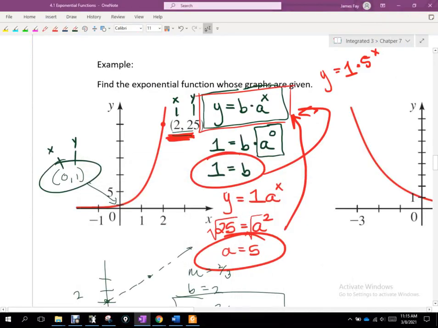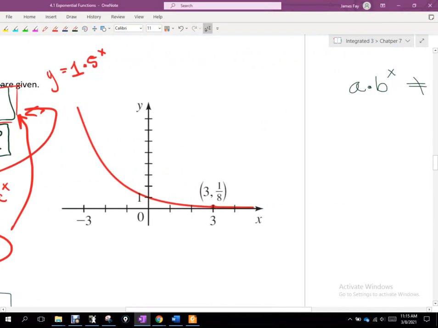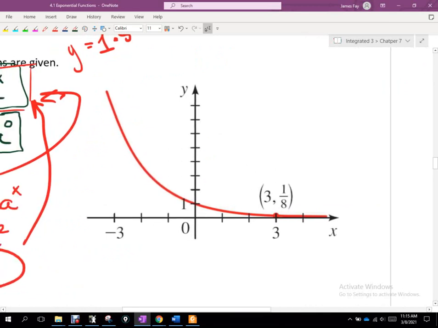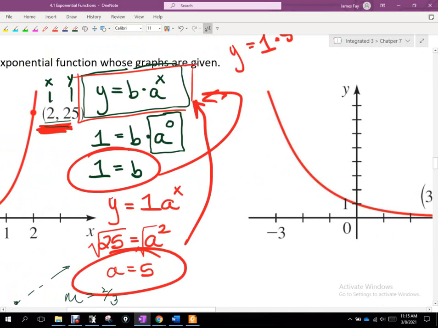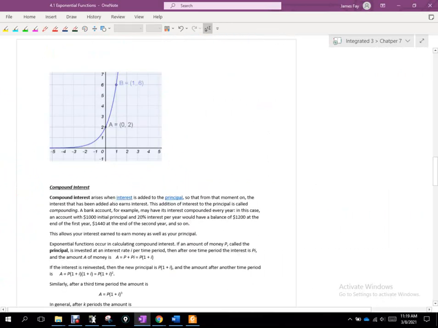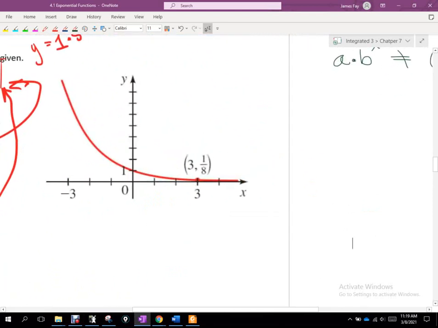Okay, so I want you guys to take a brief moment. Got a different one here. We have (3, 1/8), and we have (0, 1). See what you come up with for the equation of that by going through the exact same steps that we went through here. All right, so we're going to start with y equals b times a to the x.